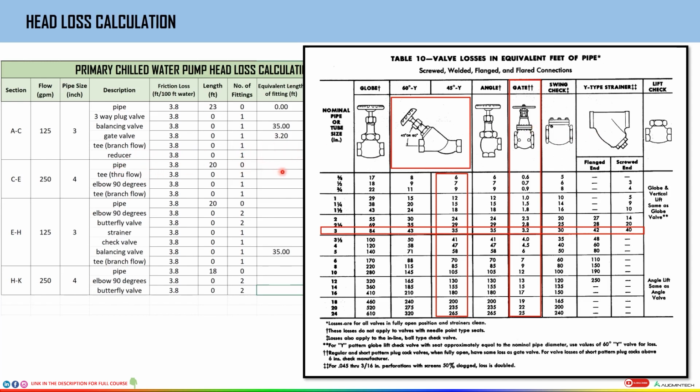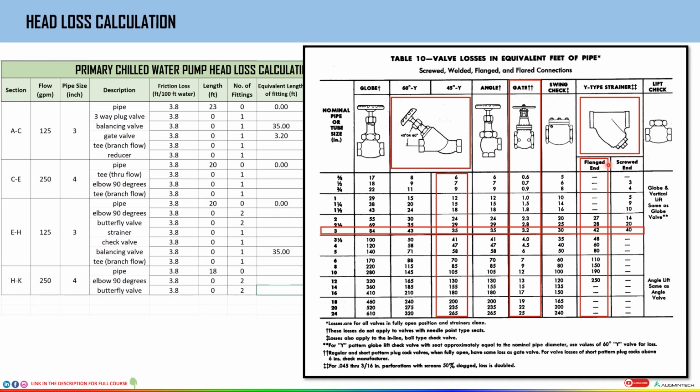Again pipe. We know the value is going to be 0. Okay. Then we don't have T, elbow or any other T over here in this chart. Next, again pipe, again 0. Elbow, we don't have. Butterfly valve, we don't have. Strainer. Do we have strainer? Yeah, we do have a strainer over here.